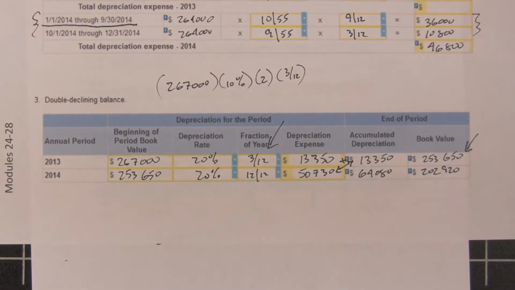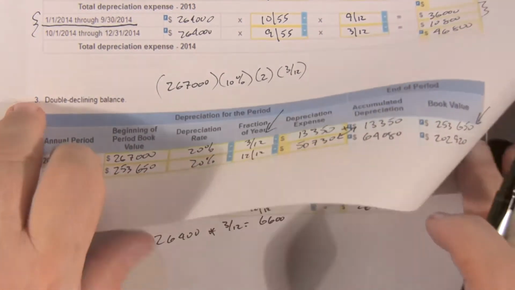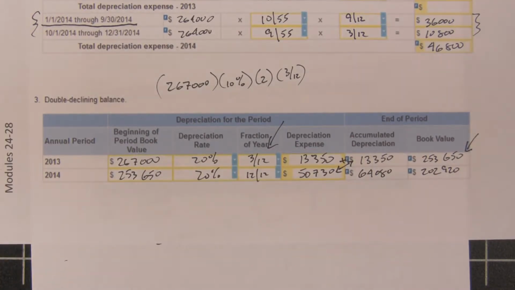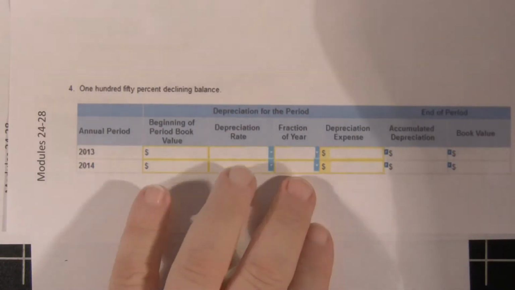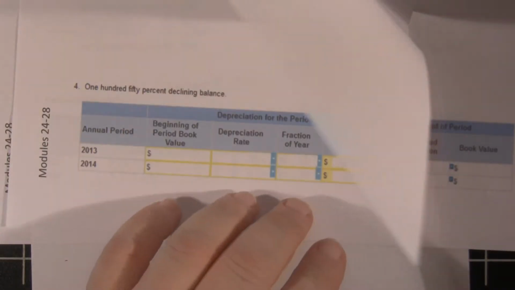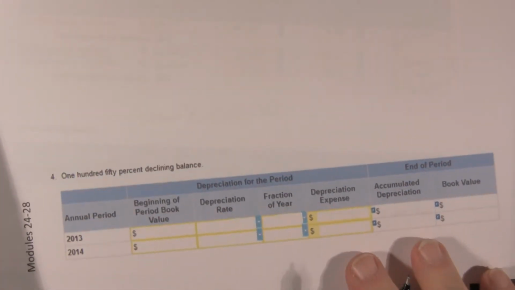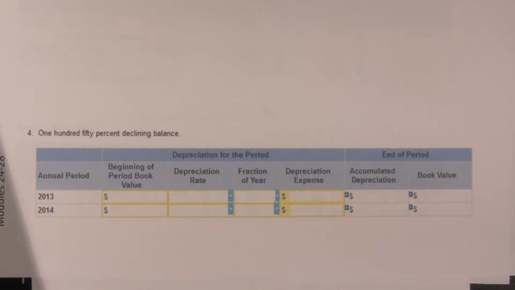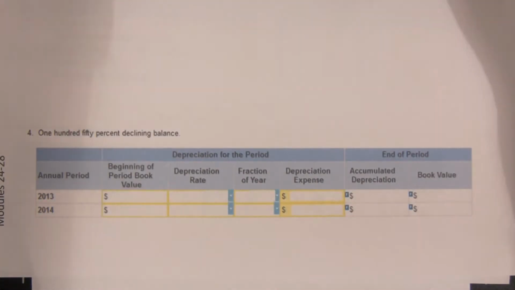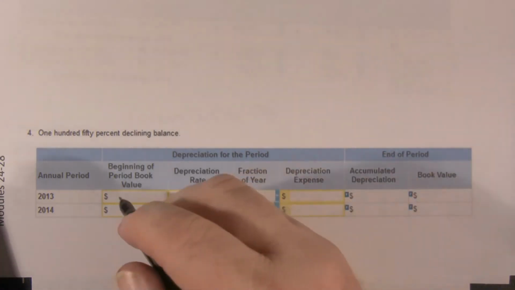Next piece it asks us to do is 150% declining balance. And the reason I want to see the 150% declining balance is students and some textbooks act as if declining balance is always double. Well, it isn't always double. There are times that it's 150%. Or I had a client that did 113%. Sometimes it could be 200% or 300%. Works out to be exactly the same. We're going to do the same thing.